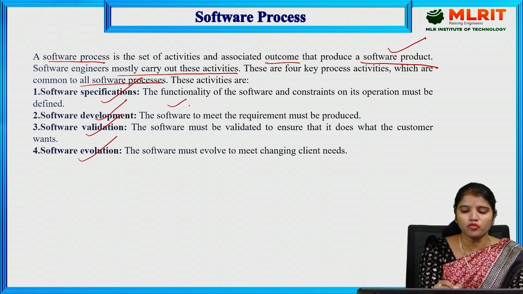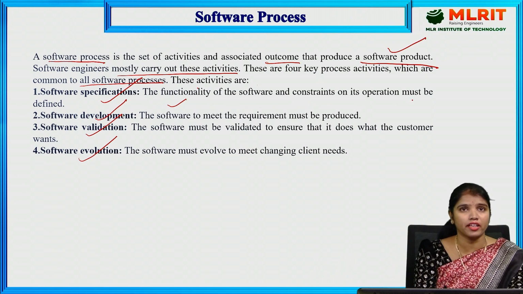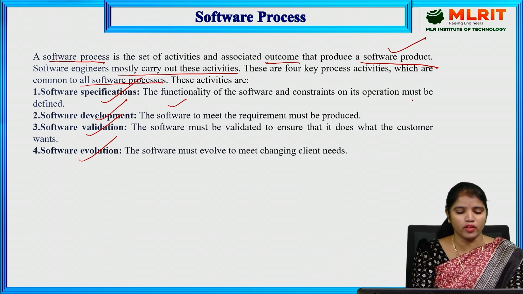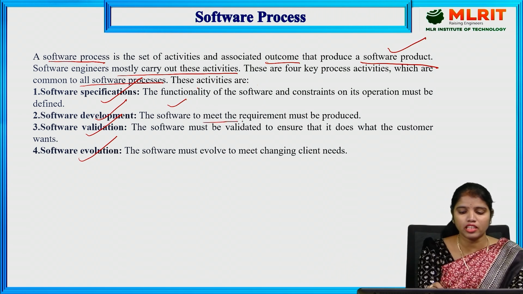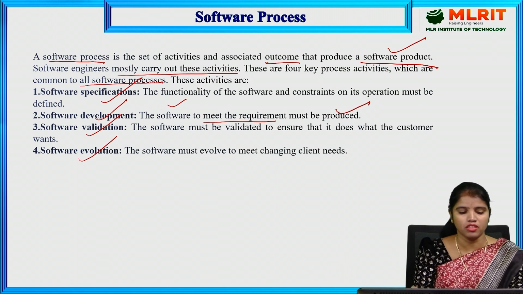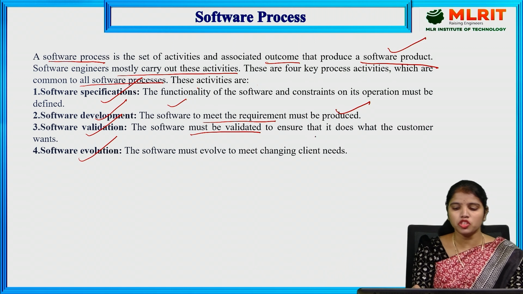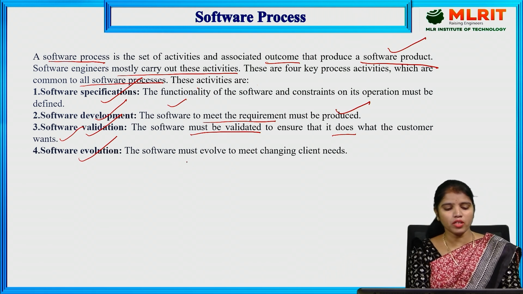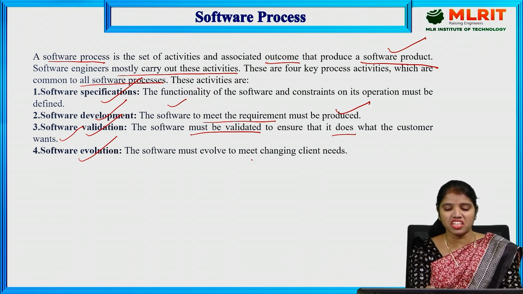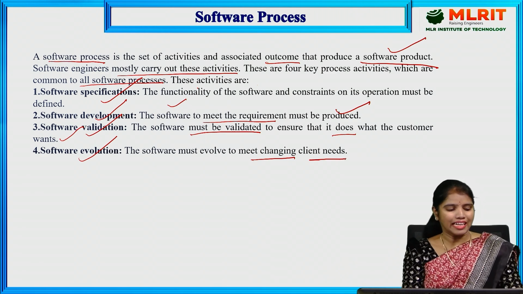The functionality of the software and constraints on its operations must be defined well. Next, software development: the software to meet the requirements must be produced. Software validation means the software must be validated to ensure that it does what the customer wants. Software evolution means the software must evolve to meet changing client needs. It must be updated according to the client needs.